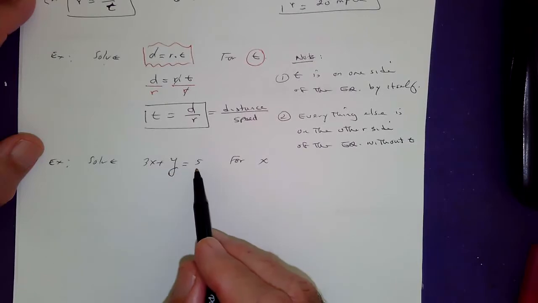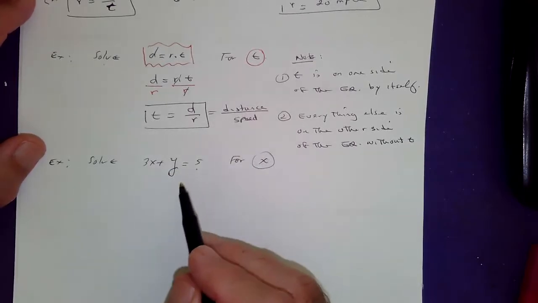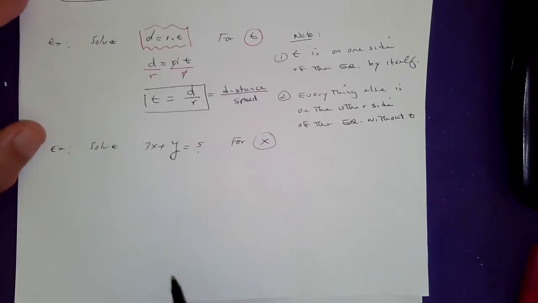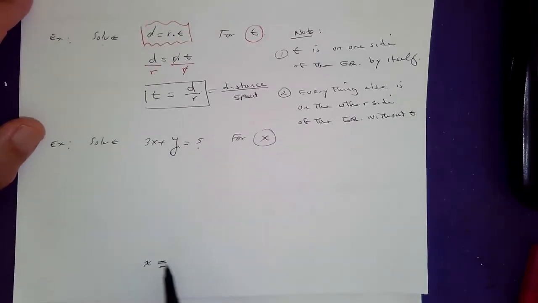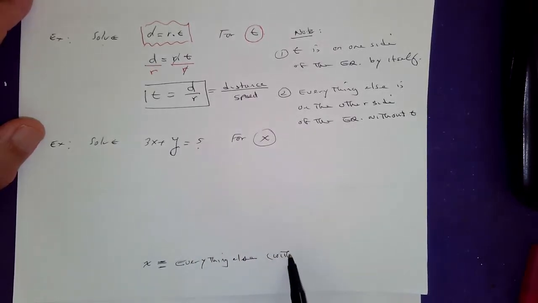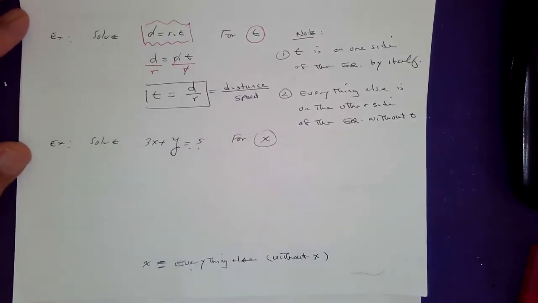3x plus y equals 5. Okay, solve for x. So we like to isolate x. In other words, at the end of the day, we like x to be on one side of the equation, and everything else on the opposite side without x. So let's see how you would go from here to there.